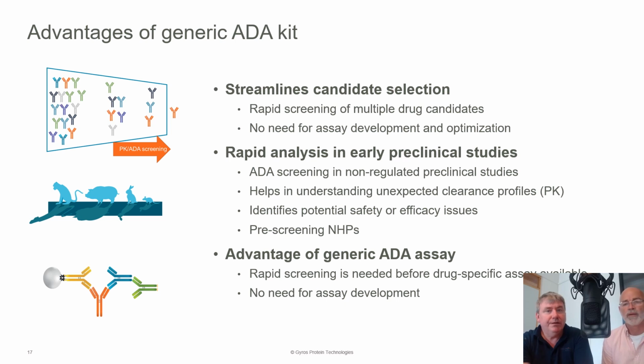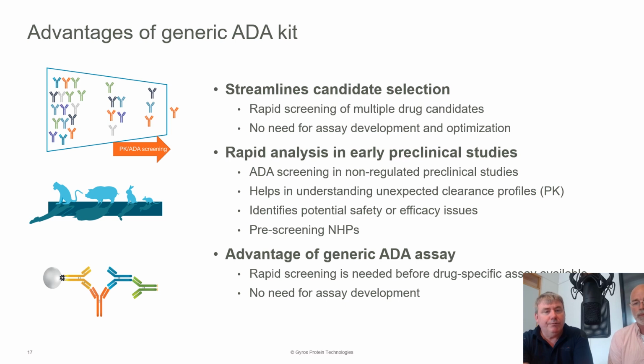Yeah, and then of course this facilitates the sort of ADA screening that happens in non-regulated preclinical studies as you move the process forward, and it really helps put in context the PK findings that you might see that don't make sense. When you see an aberrant PK finding, the presence of this circulating immune complex could indicate the rationale for why that PK profile looks the way it does.